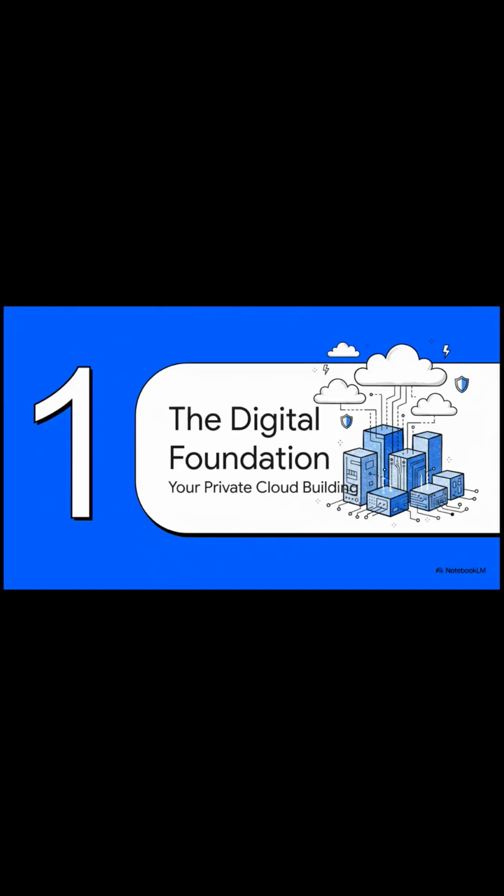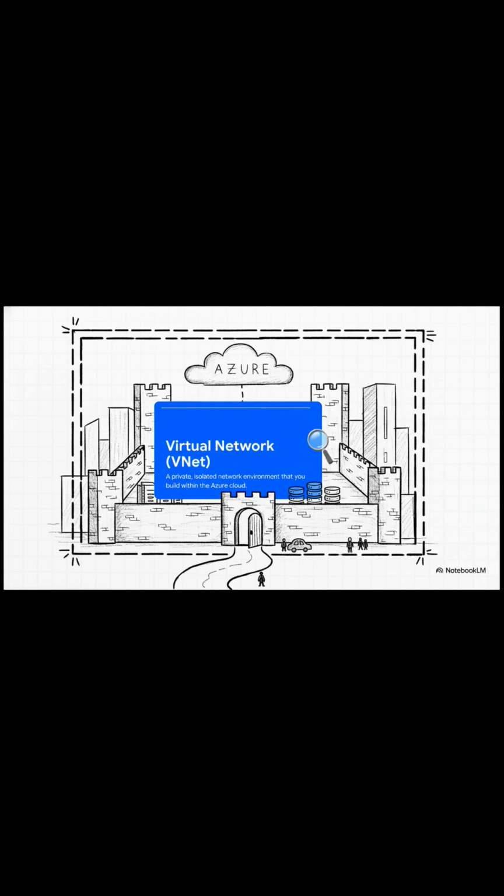You know, every great building starts with a solid foundation, and our project is no different. So our very first step is to lay the digital groundwork for our private cloud building. And that foundation in Azure is called a virtual network, or VNet for short. The best way to think of it is like this. You've just acquired a plot of land in the vast city of Azure. The VNet draws the property lines and puts up the outer walls. It is your own private, isolated space. Everything inside belongs to you, and it's completely cut off from the public unless you decide to build a door.